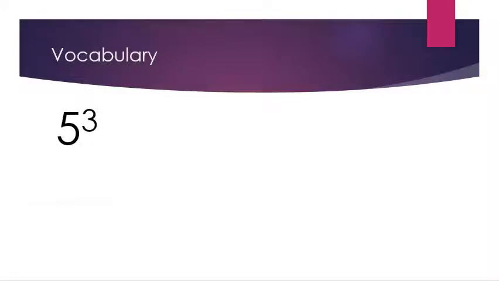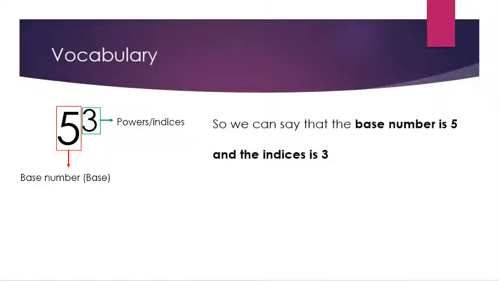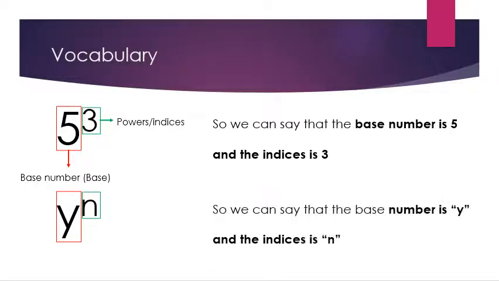first we have to know the vocabulary. In 5 to the power of 3, or 5 cubed, the 5 is a base number and 3 is a power, or what you call indices. So these are the same thing, just different words. We can say that the base number is 5 and the index is 3. We can read it as 5 to the power of 3. Next we have y with the power of n. So we can also say that the base number is y and the index is n.